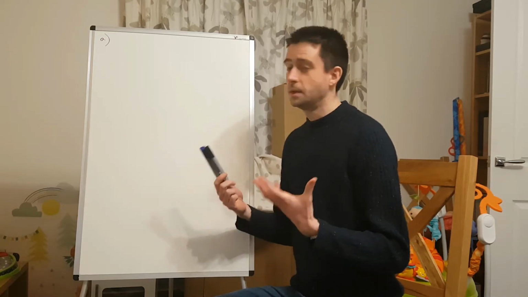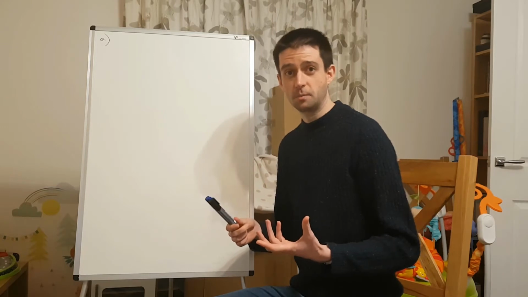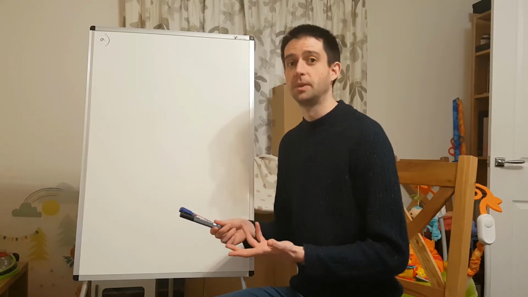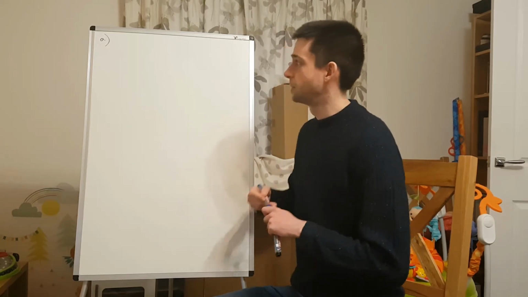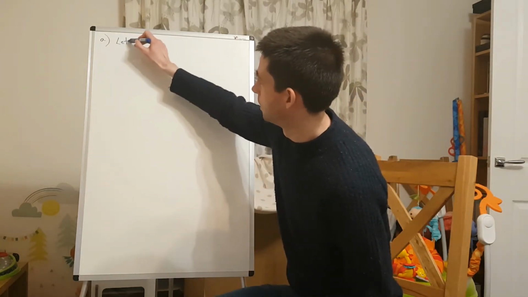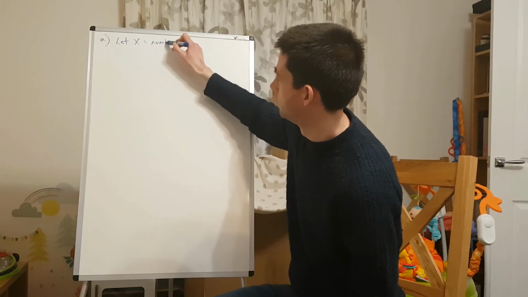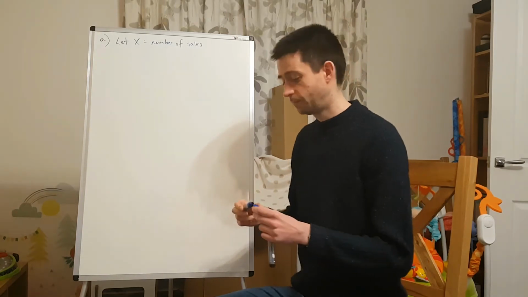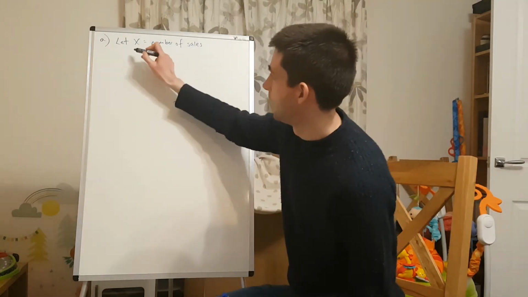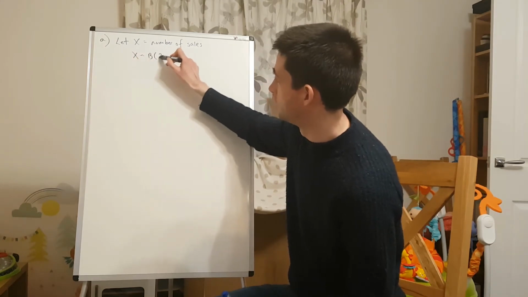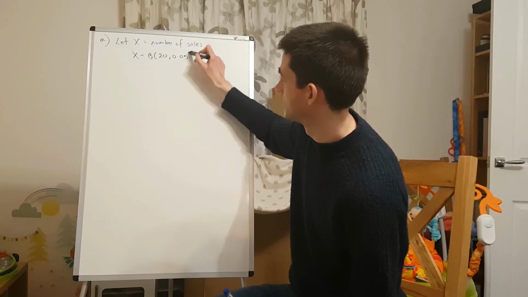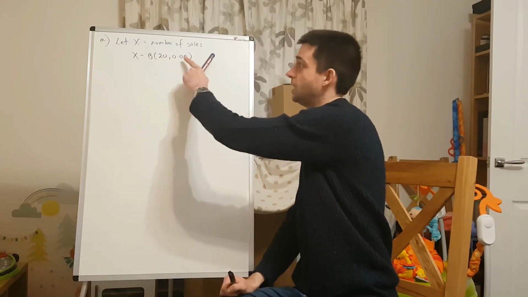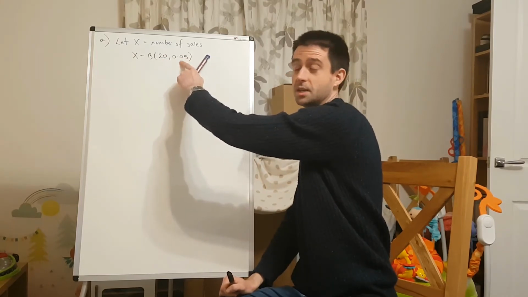Okay, right, so part A then, we have a car salesman who sees 20 customers on any given day, and the probability of making a sale is 0.05. So the first thing I'm going to do is make it very clear that X is the number of sales that the car salesman makes, and then I'm going to define my distribution. X follows the binomial distribution 20, 0.05, where 20 is the number of customers that he sees, and 0.05 is his probability of making a sale.